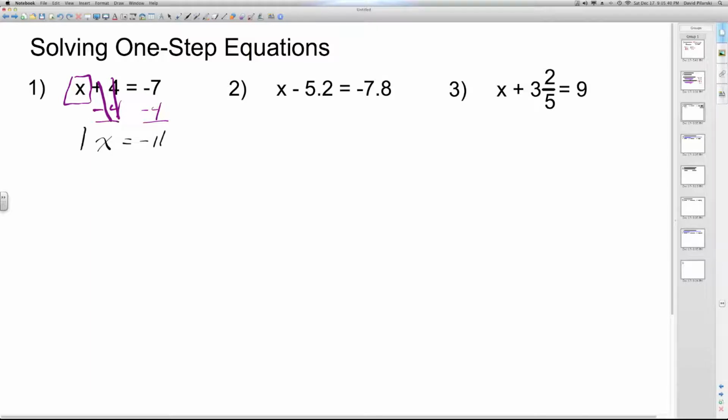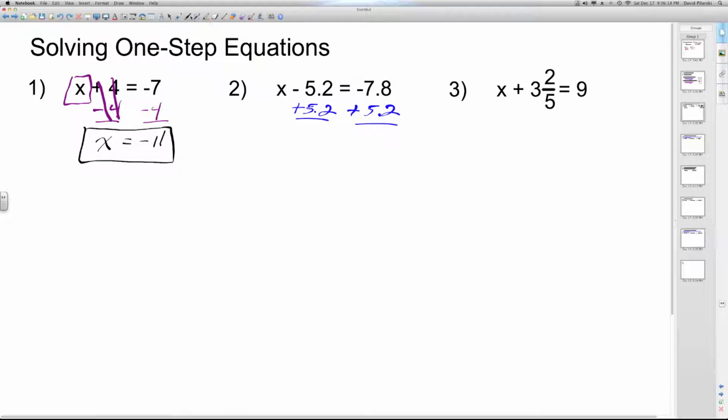If you're not sure how that solution is negative 11, then you should find a lesson on adding and subtracting positive and negative numbers. Moving on to example 2, on the left of the equal sign we have x minus 5.2. To isolate that variable x, we're going to have to get rid of minus 5.2. To do that, we have to add 5.2 to both sides. We use the addition property of equality to do that.